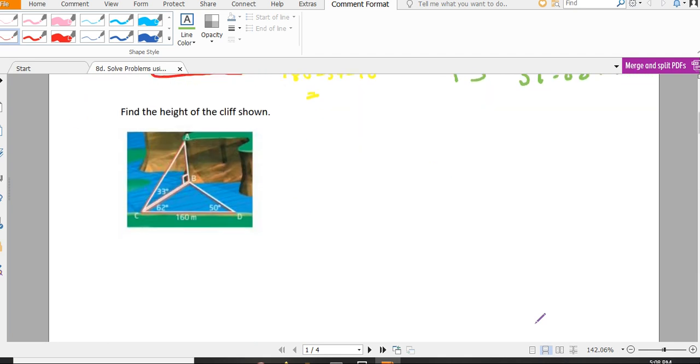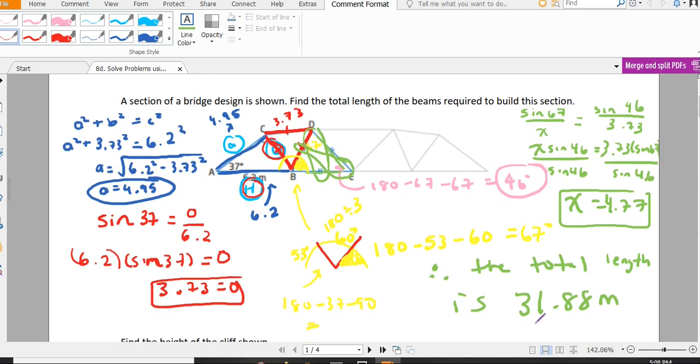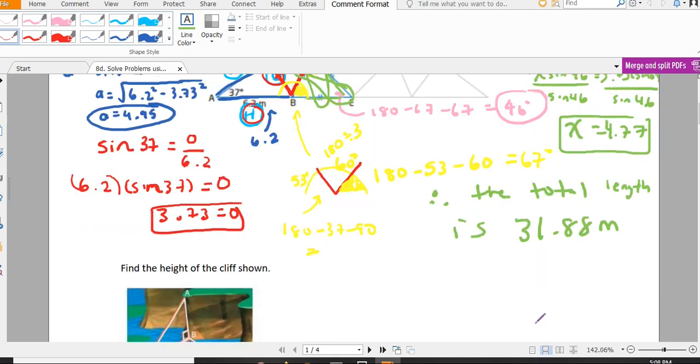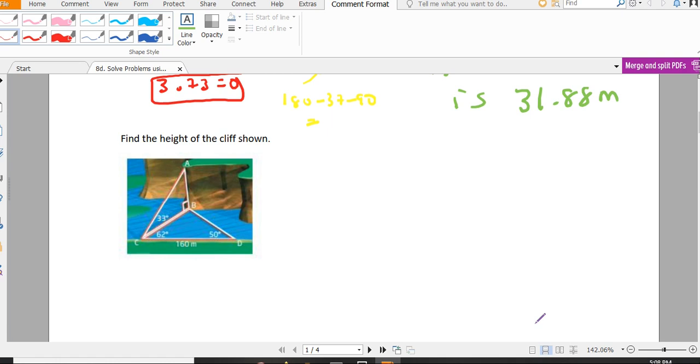Let's take a look at the second one. So the second one is not as tedious. This one incorporates everything except the cosine law. Find the height of the cliff shown. So our job is to find this height, AB. So I could see a 90-degree angle there, a 90-degree triangle.